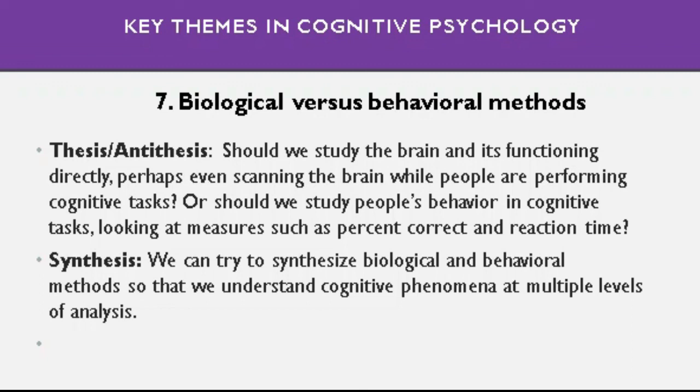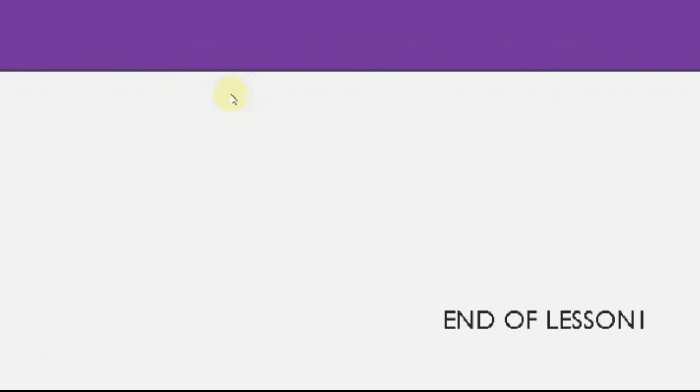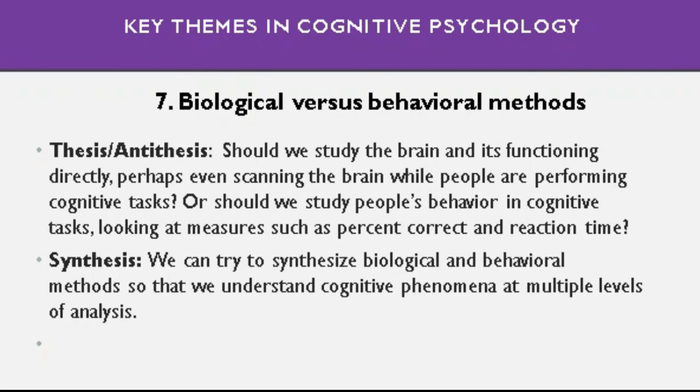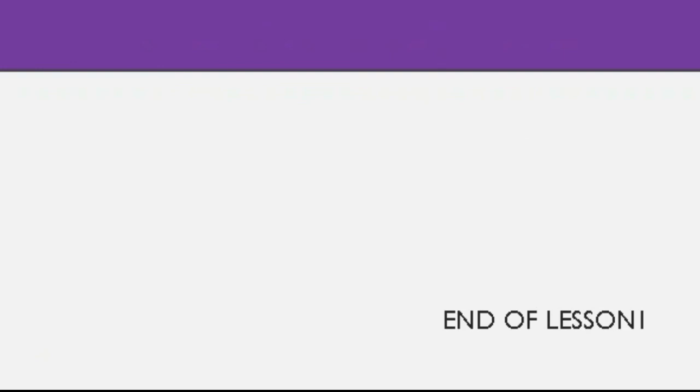Synthesis would be, we can try to synthesize biological and behavioral methods so that we can understand cognitive phenomena at multiple levels of analysis. And that's all the key themes in cognitive psychology and introduction for cognitive psychology, and also end of lesson 1.